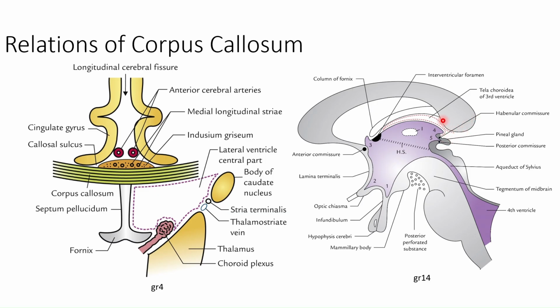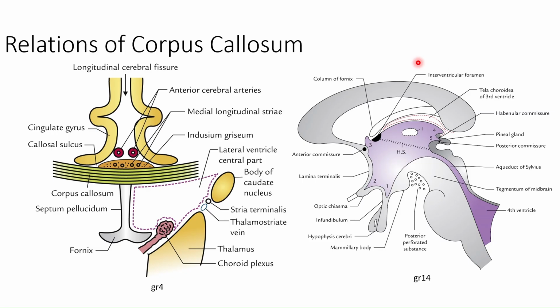Beside that, you will see a sulcus in which the tela choroidea of the third ventricle, that is the posterior choroidal arteries, are running. So you can see the pineal gland, the commissures, and the tela choroidea of the third ventricle are lying in relation to the splenium part of the corpus callosum.